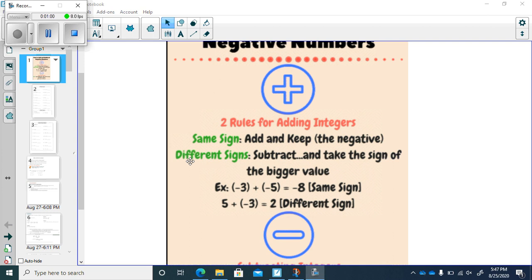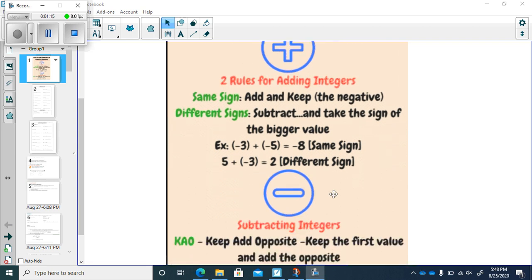What about if you have different signs? What if you've got a positive number and a negative number? What you do is you subtract, you find the difference between the two digits, and you take the sign of the one with the bigger absolute value. In this case, it would be 5 plus a -3. I'd find the difference between 5 and 3, which is 2. I take the sign of the one with the greater absolute value, which is 5. That's a positive number, so it's a +2. Okay?